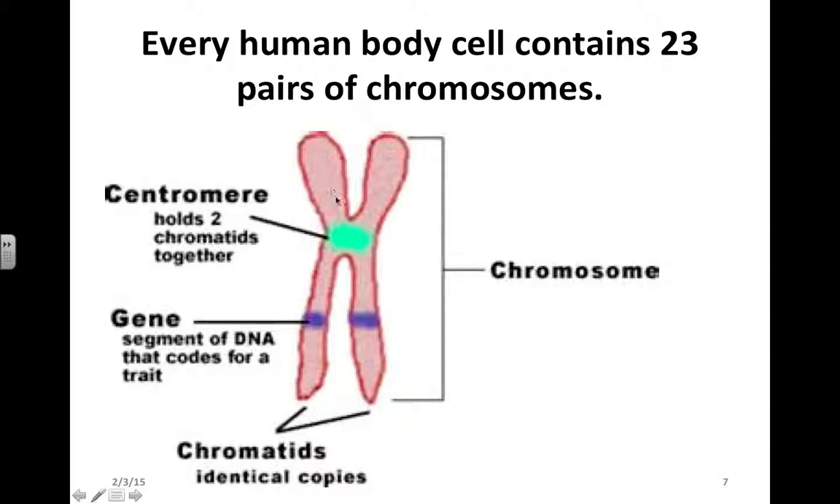And so each one of these would be filled with a bunch of genes on each one of the chromatids. You put two chromatids together, they are held together by a centromere. The whole thing is called a chromosome.